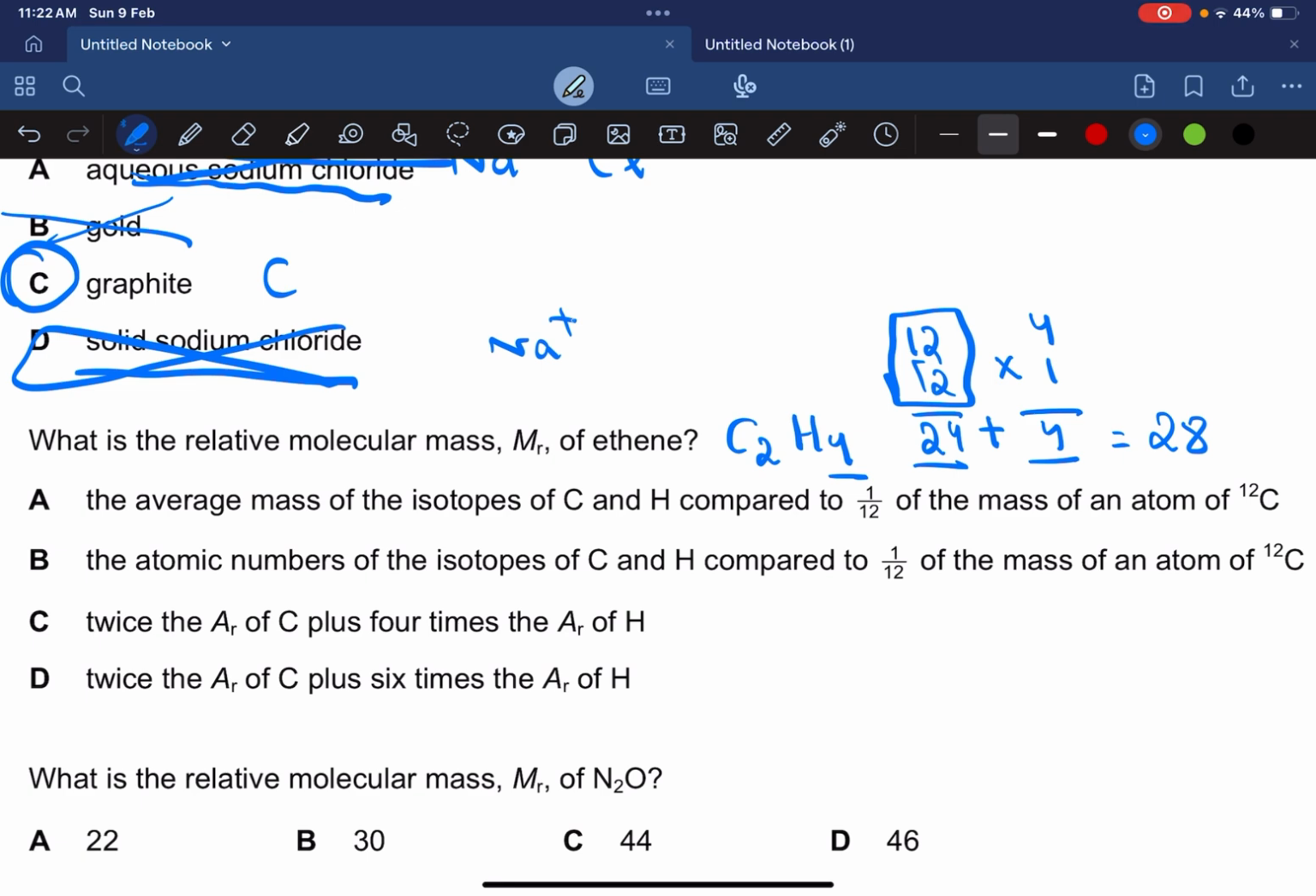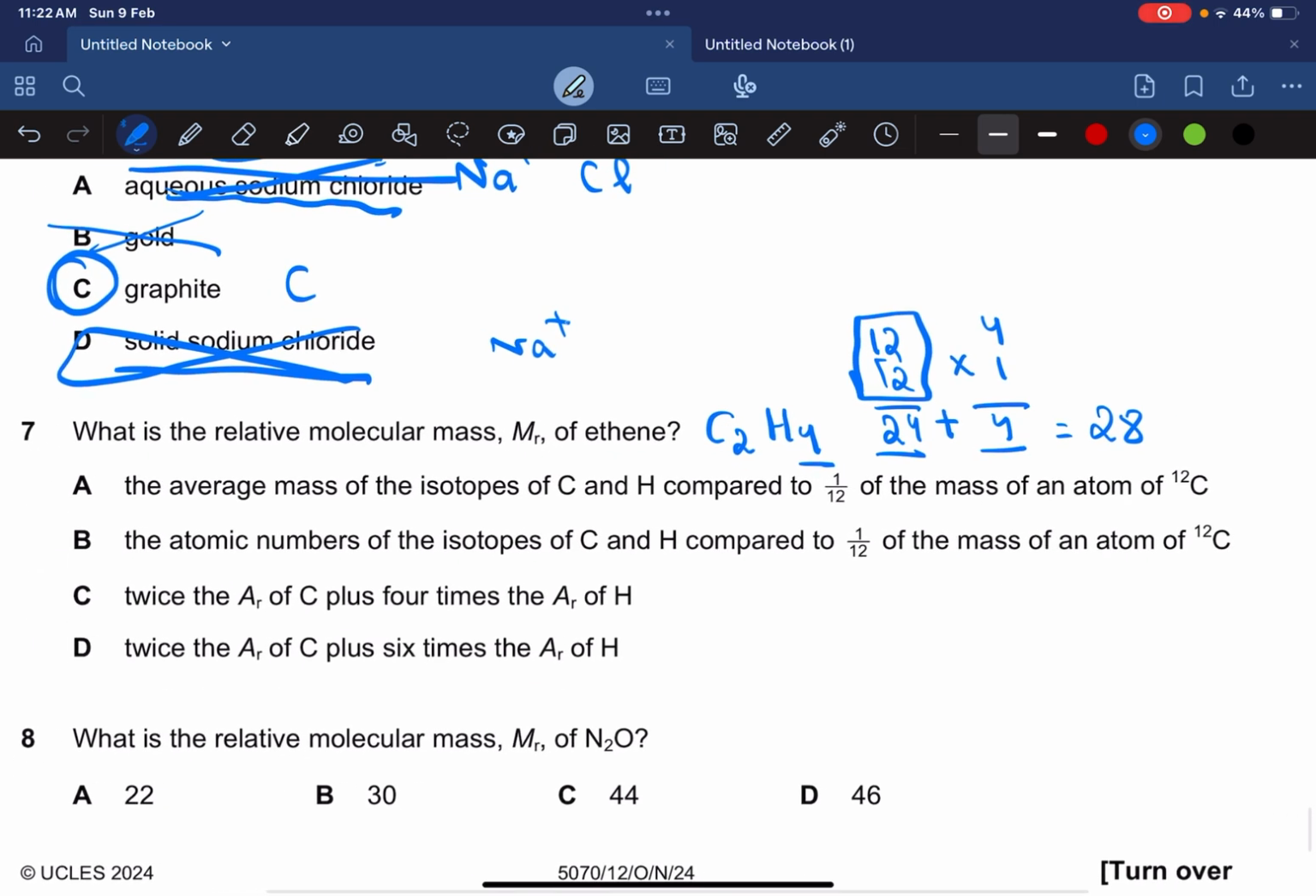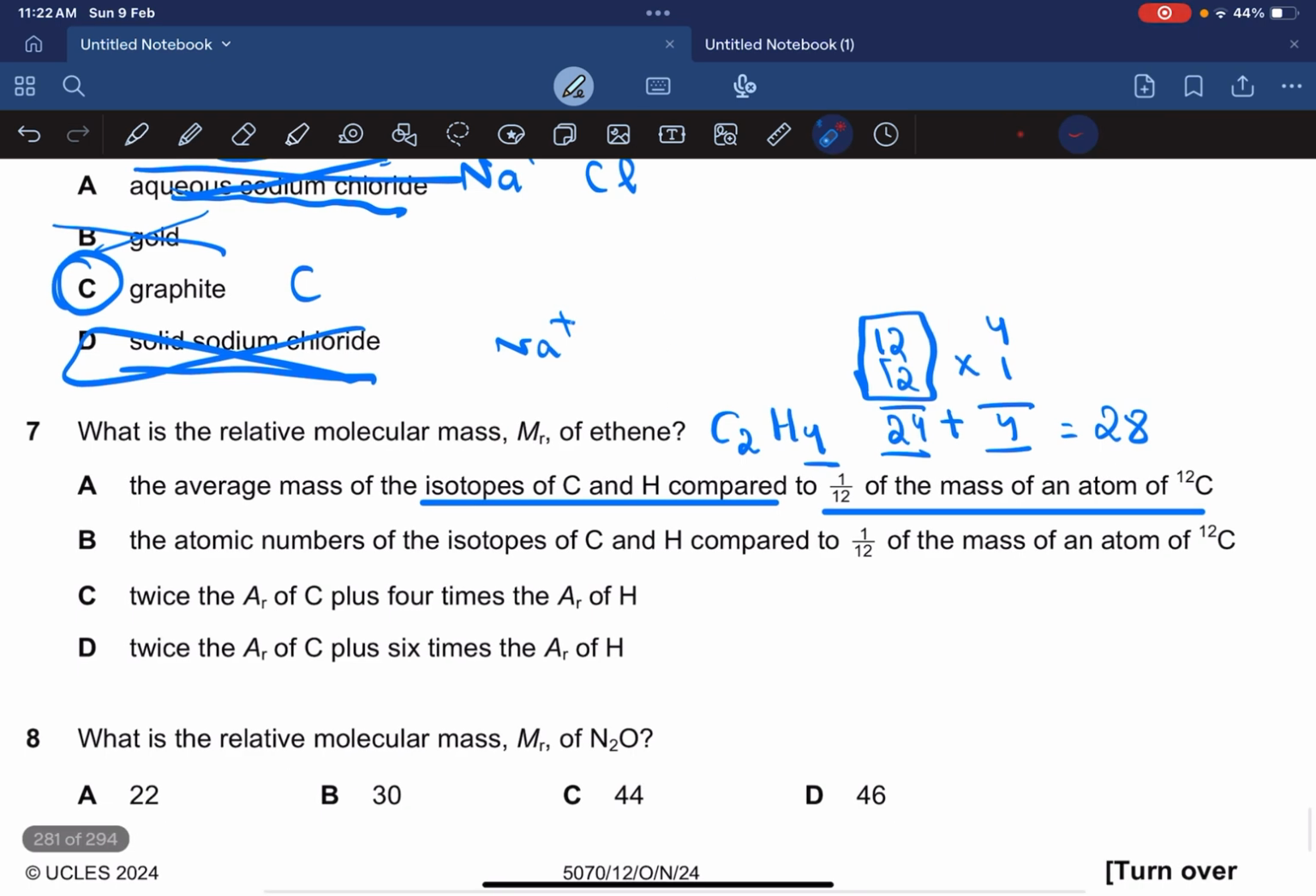The average mass of the isotopes of carbon and hydrogen compared to 1/12 of the mass of a carbon-12 atom. That's wrong. Why is that wrong? How did we calculate it? We did 2 times the mass of carbon and 4 times the mass of hydrogen. We never used the average mass of the isotopes, so that was not correct for me. The atomic numbers of the isotopes of carbon and hydrogen, you don't only have to take it for carbon and hydrogen, you have to take it for 2 carbons and 4 hydrogens.